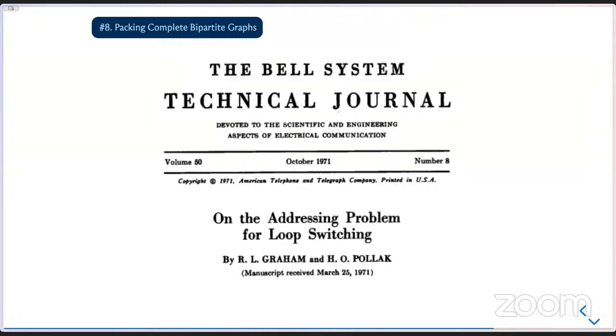Very good evening. And we're back with miniature number 8 this evening, which is about packing complete bipartite graphs. It's, if you like, a problem in graph theory. It goes back to a theorem of Graham and Pollack, which was originally inspired by a communications system problem. And there is this nice paper that's linked to in the slides if you want to go and look that up for the source.